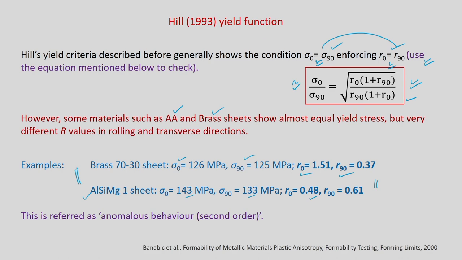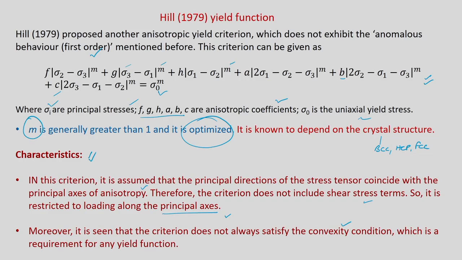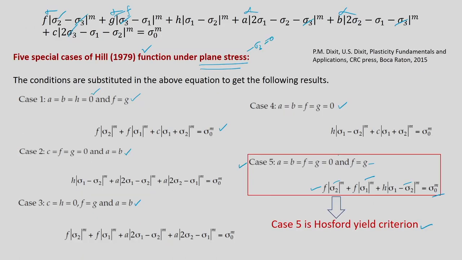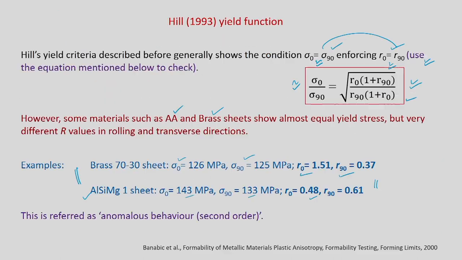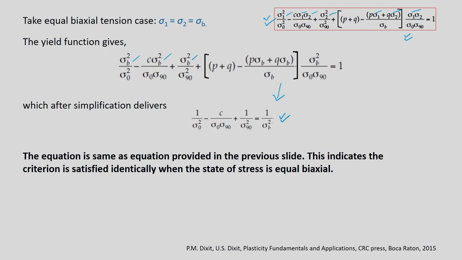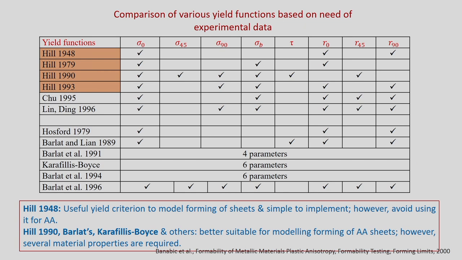Okay, so Hill 1979 also can be used, but it can address only the first anomalous behavior, that is what is said. But the second one, 1993, addresses both. Fine. So I am stopping here with respect to the yield function discussion. There are a lot of other yield functions. We have seen only Hill 1948, 79, 90 and 93. Hill 1948 has been described a little elaborately, and the other three cases are discussed minimally.